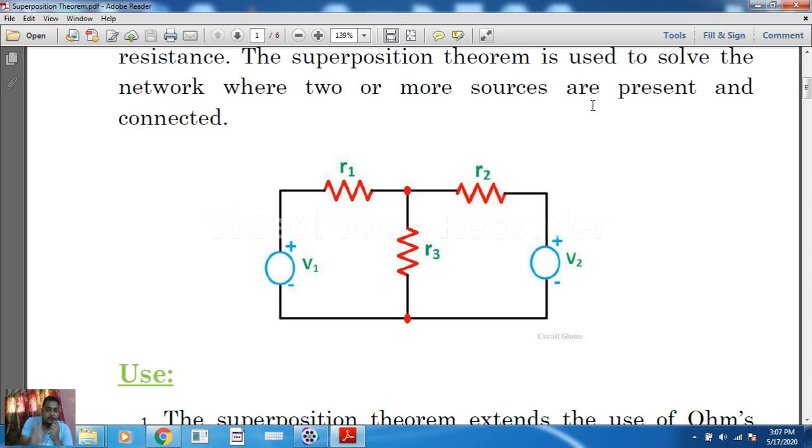Okay, so clear. Two things to remember for this particular theorem: when we are removing a voltage source, if it hasn't any internal resistance, then we will make that terminal short, and when we are removing a current source, at that time we have to make the terminal open. Okay, so remember these two points.